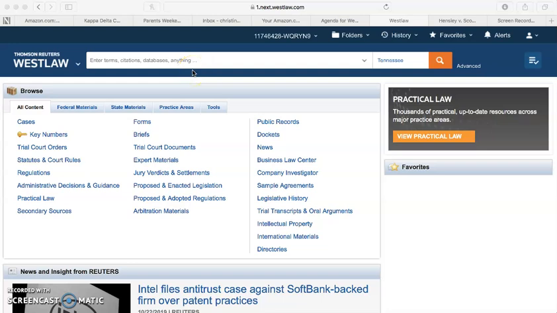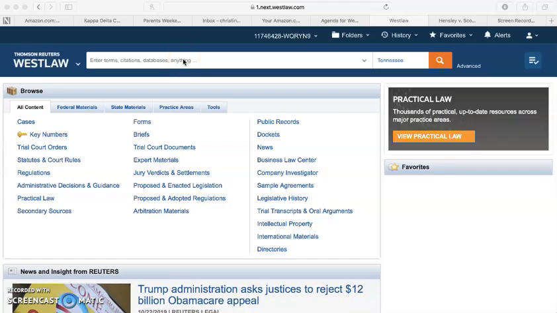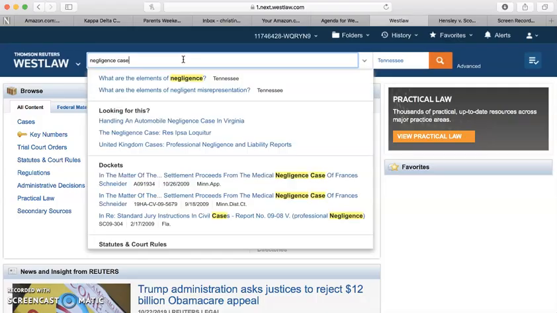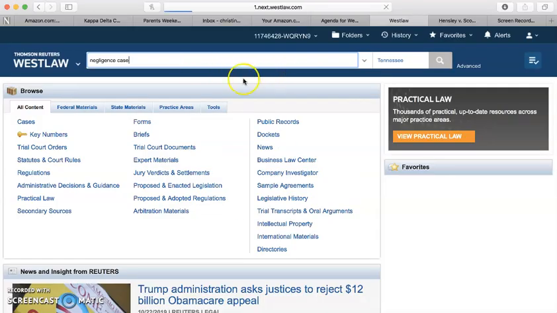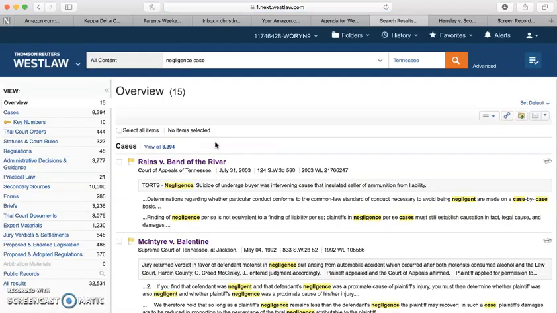Hey everyone, so I'm just going to show you all really quick how I found cases for negligence and assault and battery in Tennessee. So literally all I did was go to Westlaw and type in negligence case. Sorry, my Wi-Fi is kind of slow. And then mine is the first one that pulls up, Rains versus Bend of the River.